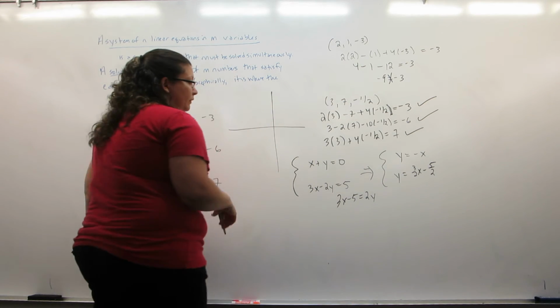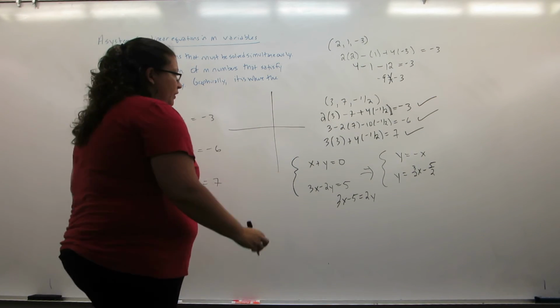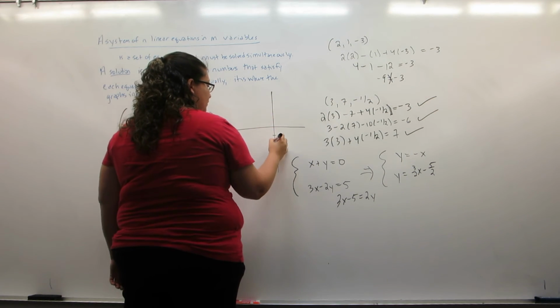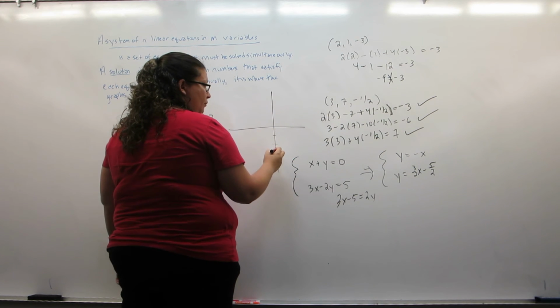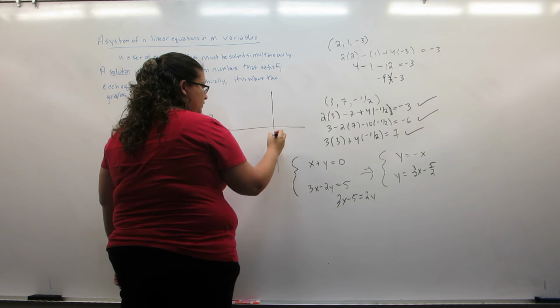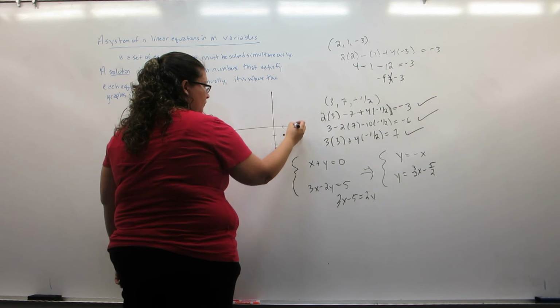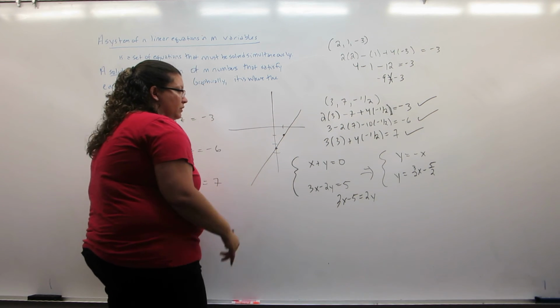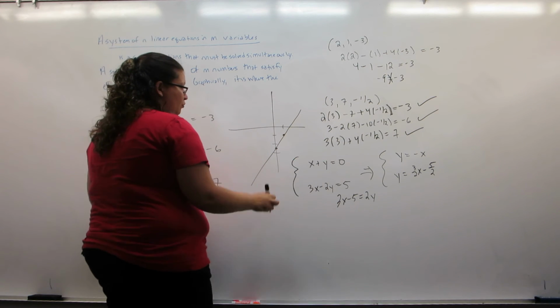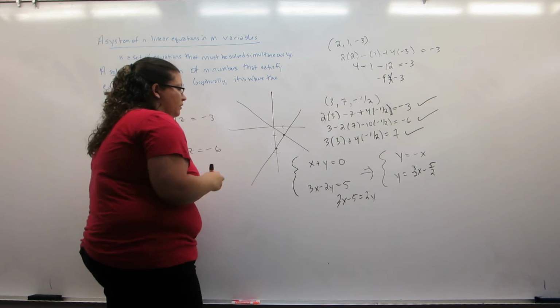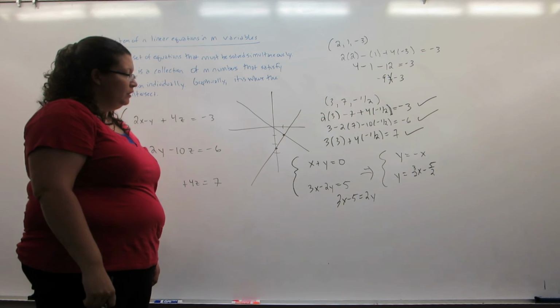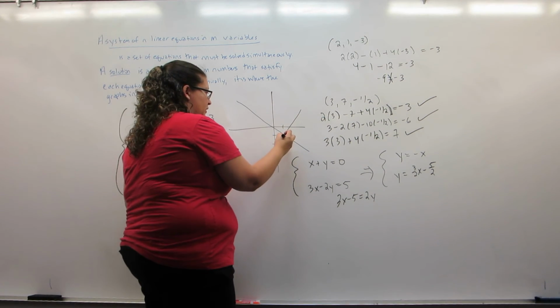Now, okay, the bottom one has a y-intercept of -2.5 and a slope of 3/2. So this is that equation. The top one is y equals -x. It's that equation. So it looks like they intersect here.